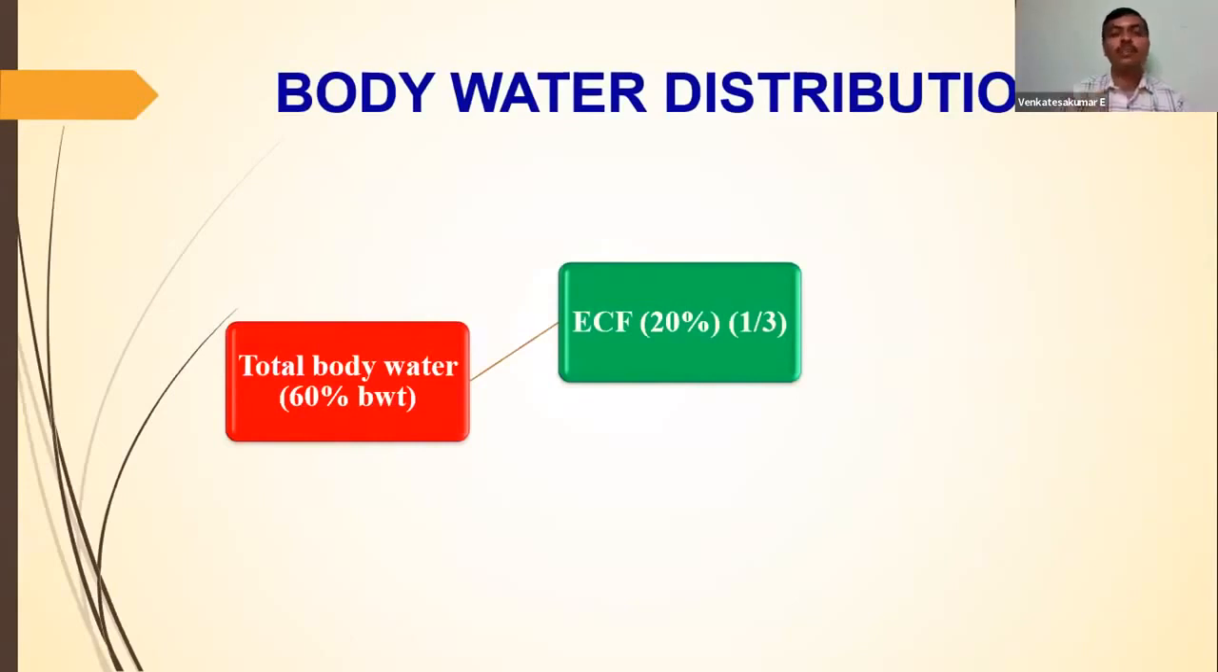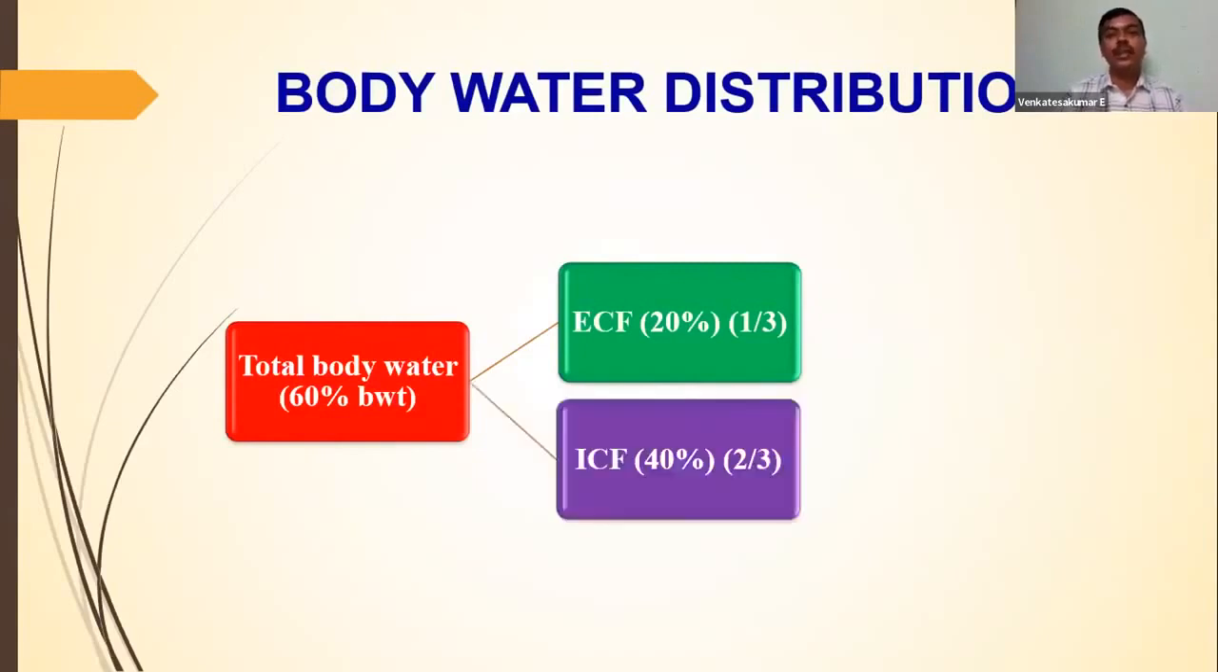You have to remember that, because it will be useful for us to calculate the maintenance requirement and the fluids to be administered over a 4 to 6 hour period. So the extracellular fluid, the total fluid, we need to give within 6 hours. For that, we need to know that one third of the total body water is extracellular fluid.